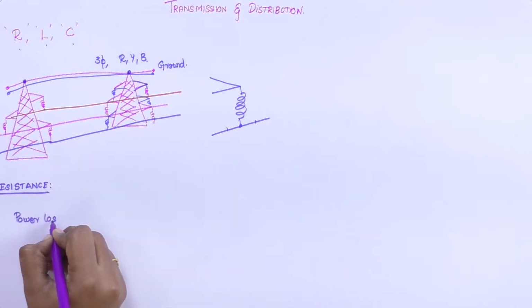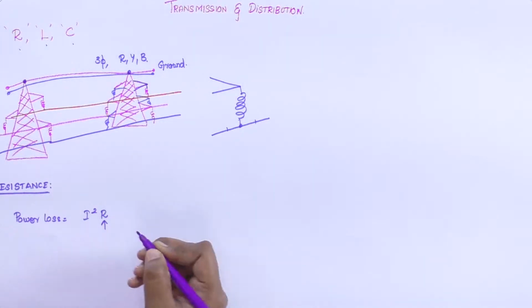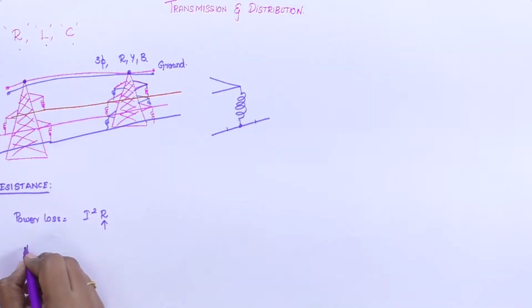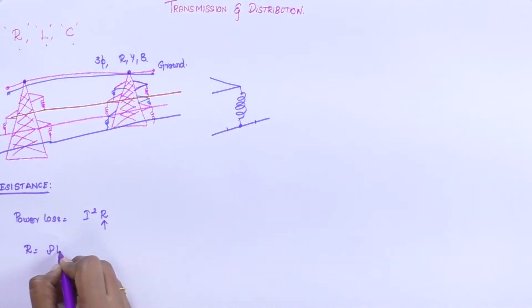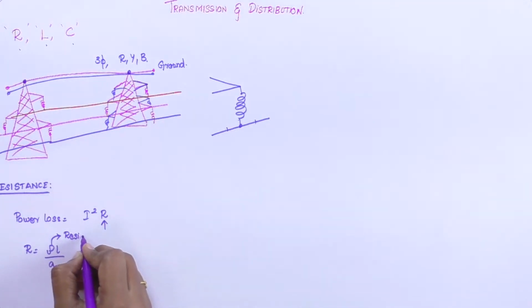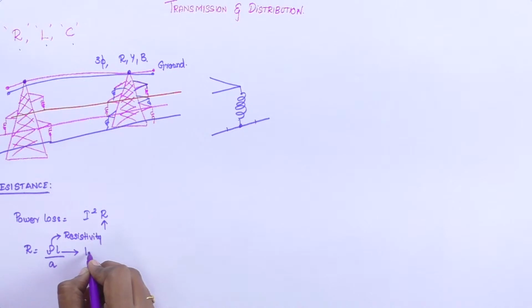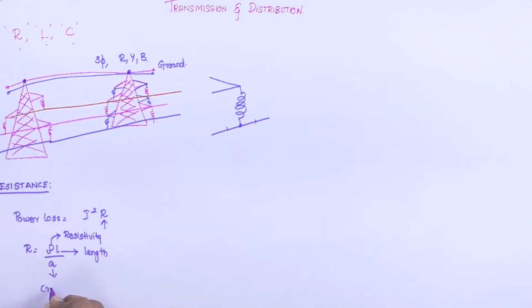You all know that power loss is equal to I squared R. Here R is the resistance of the transmission line, where R is equal to rho L divided by A, where rho is the resistivity of the conductor, L is the length of the conductor and A is the cross-sectional area. So in order to reduce or maintain the loss, we have to maintain R at a particular value.